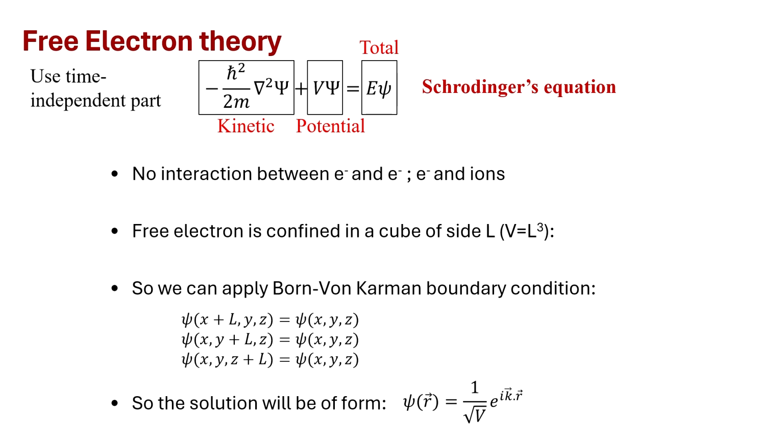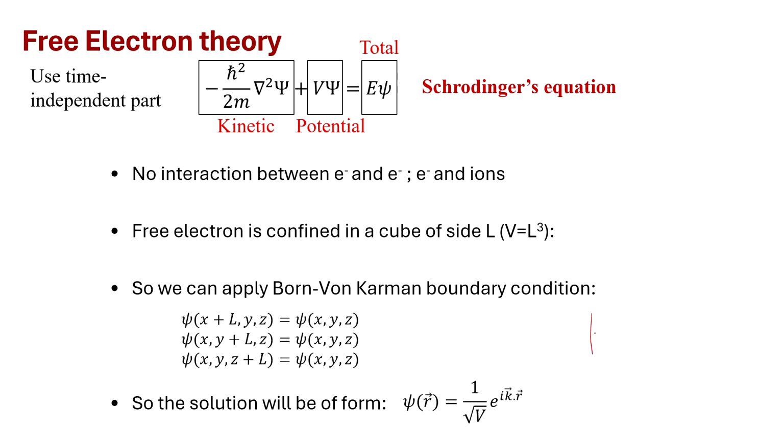We assume that the electron is free and there is no interaction between the two electrons, and no interaction between electrons and ions. The free electron is confined within a cube of side L, whose volume can be written as L cube, and we apply boundary conditions that the wave function at the boundaries is the same.